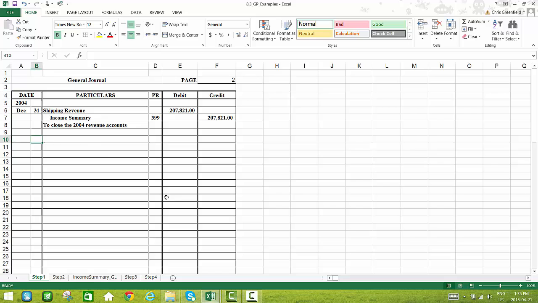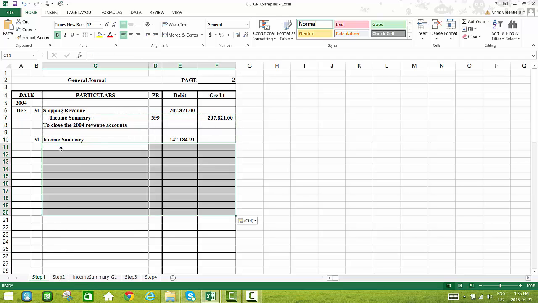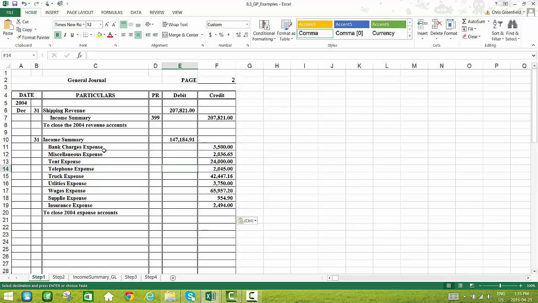So we're going to go back to our journal page then. And again, we're still in December, so we don't repeat that. We do put in the date. We are debiting our income summary account for the total, which is 147,184.91. And then just to save a little time here, I'm going to copy and paste. I know it's kind of cheating a little bit, but just to keep things moving along. There we go. Okay, so we have those accounts, the same amounts, just in this case they're credits to bring them to a zero.